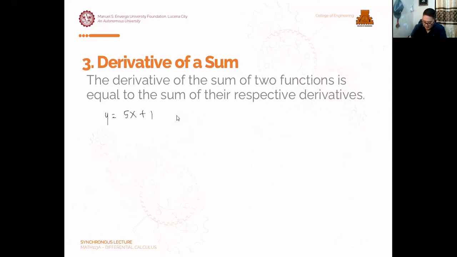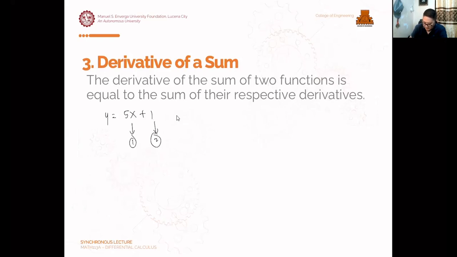Okay? So ibig sabihin niyan, yung derivative natin will be equals dun sa derivative muna, derivative ng 5x, tapos derivative nung 1 natin. Okay? Or gawin ko na lang ganito. So yung derivative, first derivative natin, sige, gawin ko tong y1, na first term, second term.